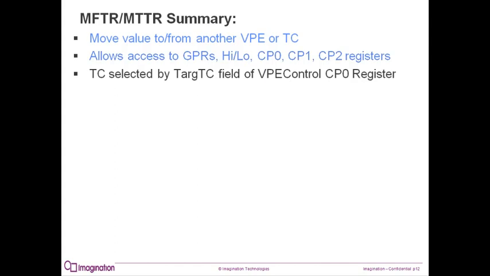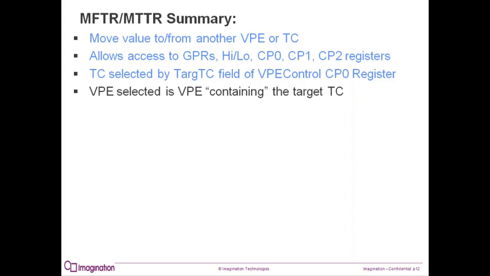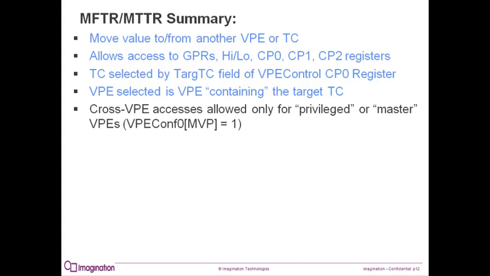The target thread is selected by setting the target TC field of the VPE control register. The VPE selected is the one the target thread belongs to. This VPE is set in the current VPE field of the thread's TC bind register. If you are trying to access VPE registers that are not in the current thread's VPE, the MVP field in the VPE conf register must be set before you can access the other VPE's registers.